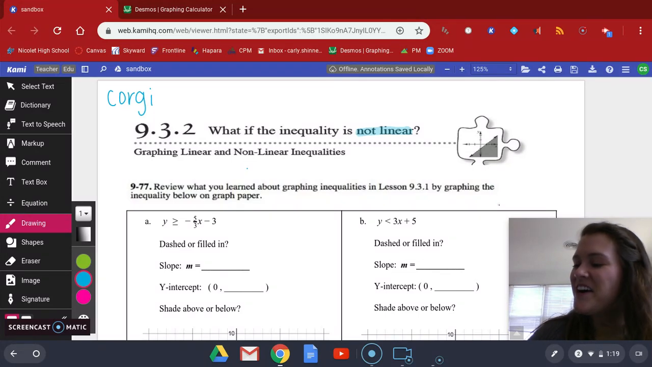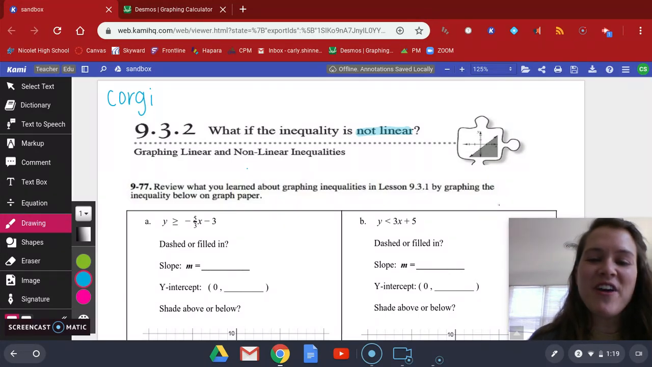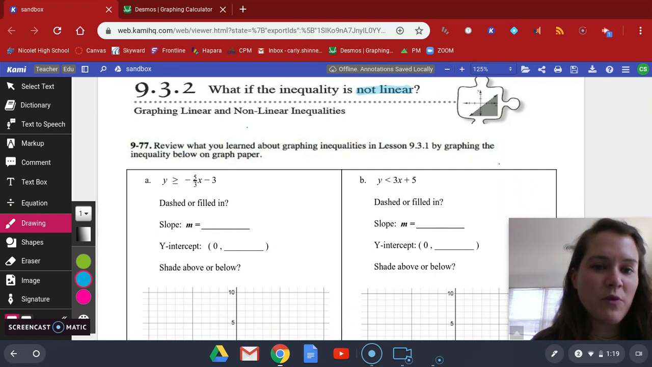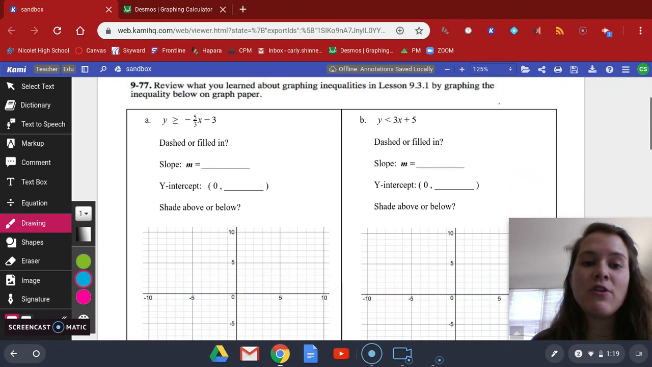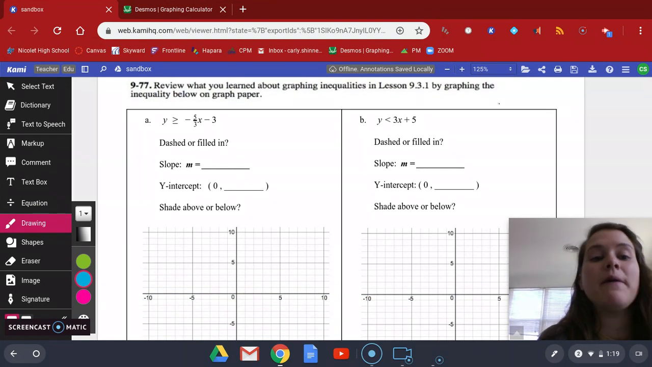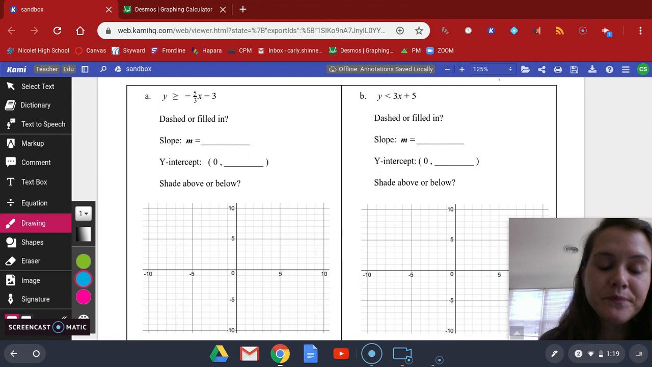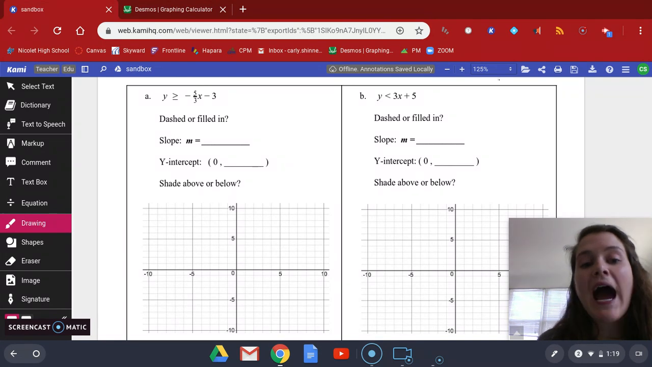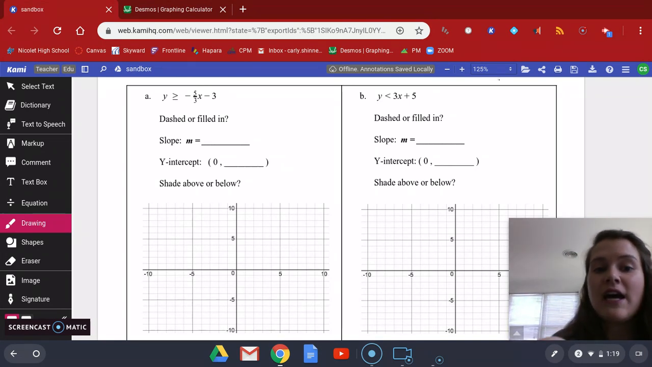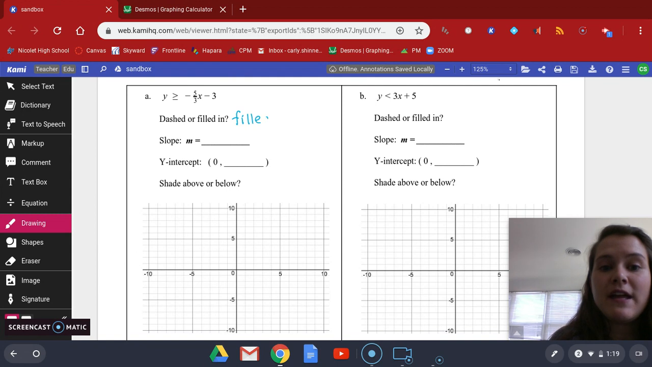All right, so we are going to get started here today, folks, with number 977, which has us reviewing what we learned last lesson in 9.3.1 by graphing the inequalities below. Letter A here is y is greater than or equal to negative 5/3 x minus 3. First question: is the line going to be dashed or filled in? It's going to be filled in because of that "or equal to."